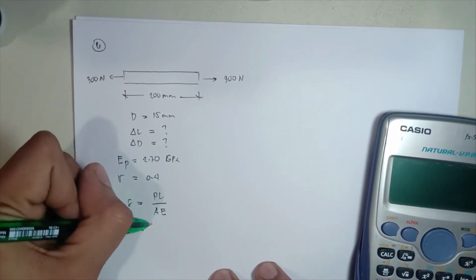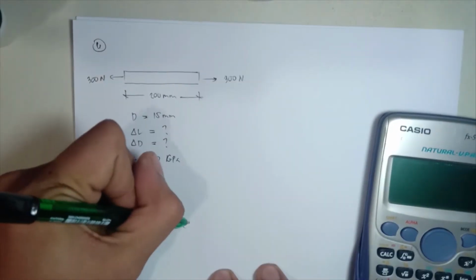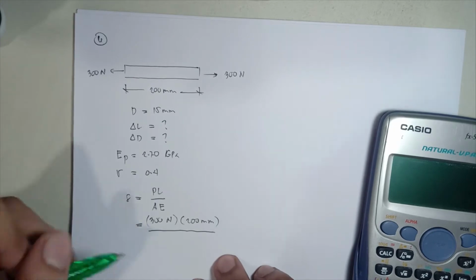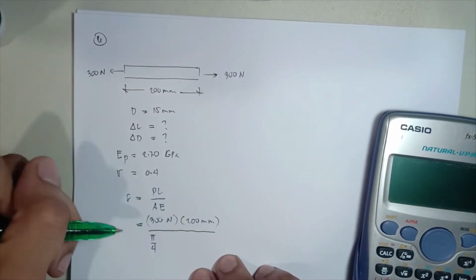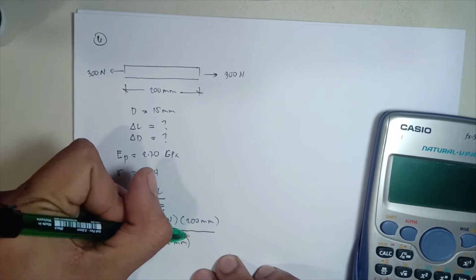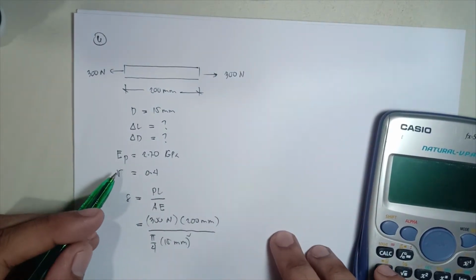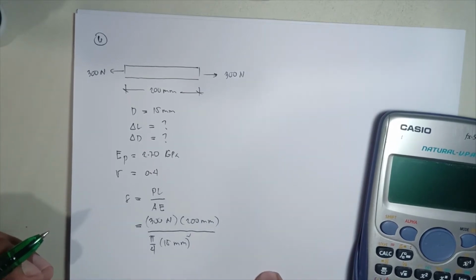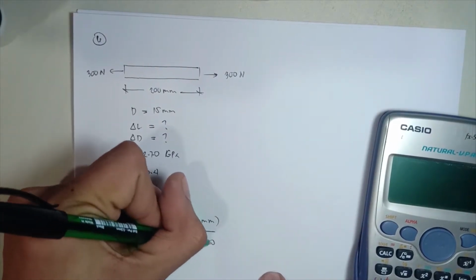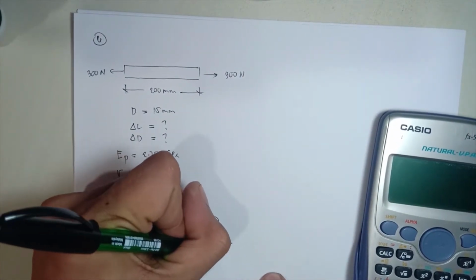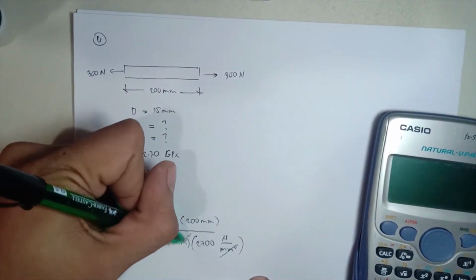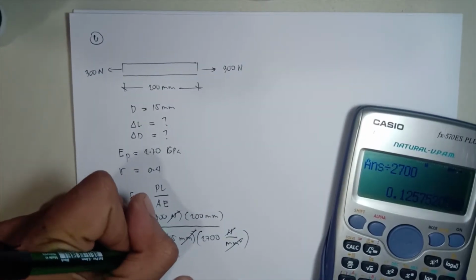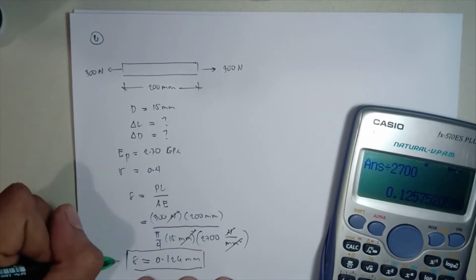So the given force is 300 newtons times the length of 200 millimeters, all over the cross-sectional area. The given diameter is 15 millimeters, so the area is pi over 4 times d squared, 15 millimeters squared, times the modulus of elasticity of the plastic, which is 2.7 gigapascal or 2,700 megapascal, or newton per square millimeter. So the mm squared cancels, and the newtons cancel. The value is 0.126 millimeters. This is the change in length.